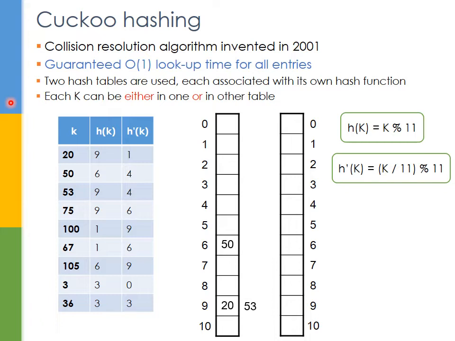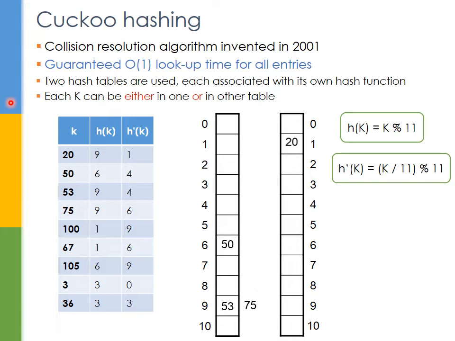It will kick 20 out of its nest. It will kick 20 out of its spot at 9 so that 53 can take it, because 53 is now the cuckoo's hatchling. Where is 20 going to go though? Well, remember, every single key has 2 hashes, and if 20 is kicked out of its place at 9, it will look its secondary hash up, which is 1, and it will take that position in the second table. So 20 is exiled to the second table, and it goes to position 1, and 53, the cuckoo hatchling, occupies position 9.